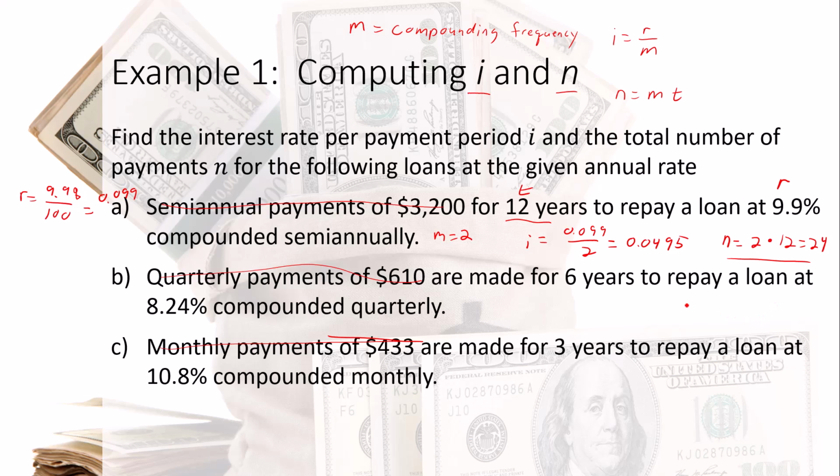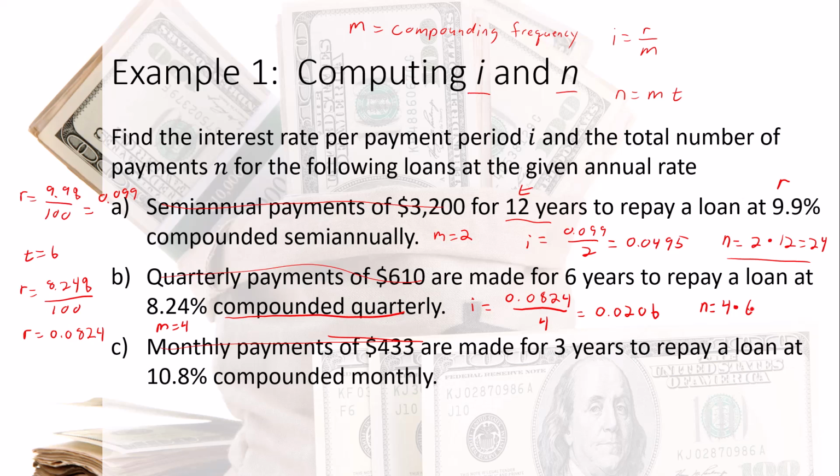That's the first problem. Now in the second problem, we have that T is equal to 6, and R is equal to 8.24%. We can't work with percentages. We're going to divide that by 100, and that gives us that R is equal to 0.0824. Now we are compounding quarterly, and that means that M is equal to 4. Okay, so I is going to be our annual interest rate, which is 0.0824 divided by M, which is 4. And that will give us 0.0206. Okay, and then N is going to be equal to our compounding frequency, which is 4, times the duration of the loan, which is 6, which once again is 24.